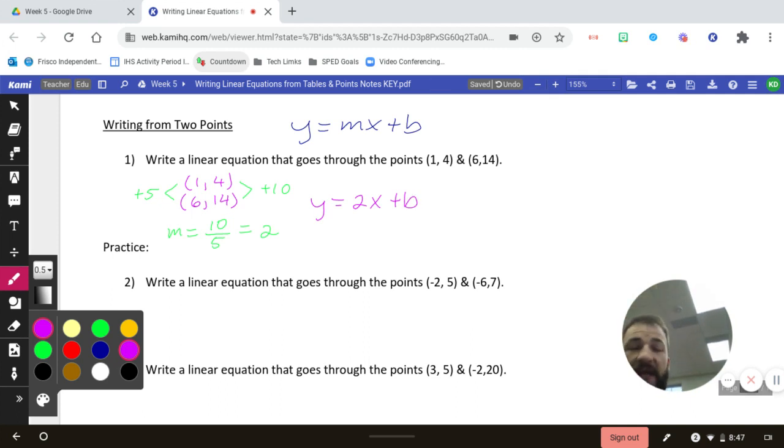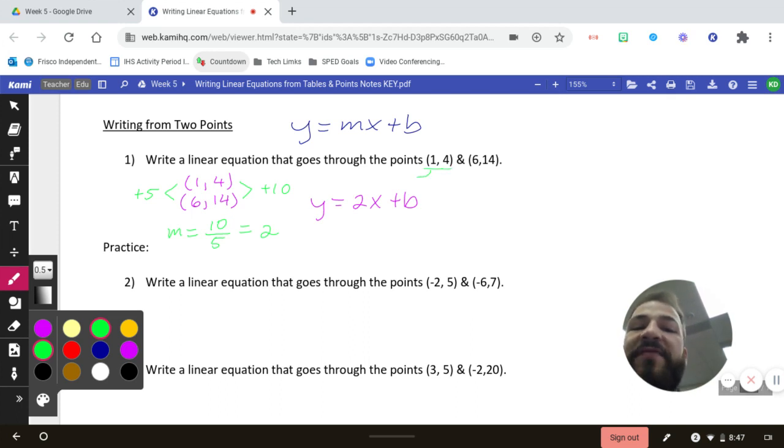Now I still need to solve for b. And right now, with the equation I have written, I have 3 unknowns. I don't know y, I don't know x, and I don't know b. If I wanted to solve for b, I could plug in so I don't have quite as many unknowns. So what I can do is take one of my points. It doesn't matter which one. I typically choose the one with smaller numbers because it's easier to work with. So I'm going to pick (1, 4).